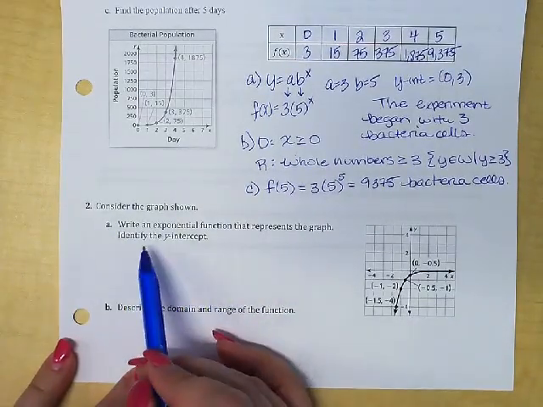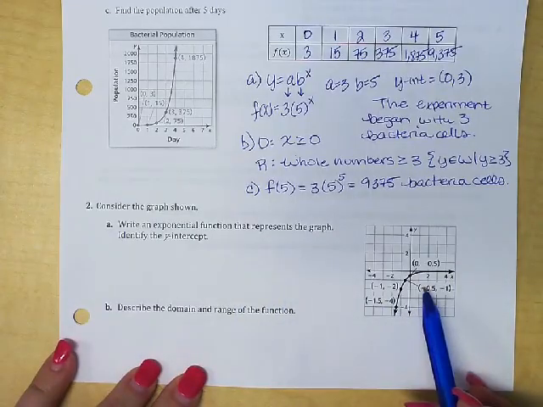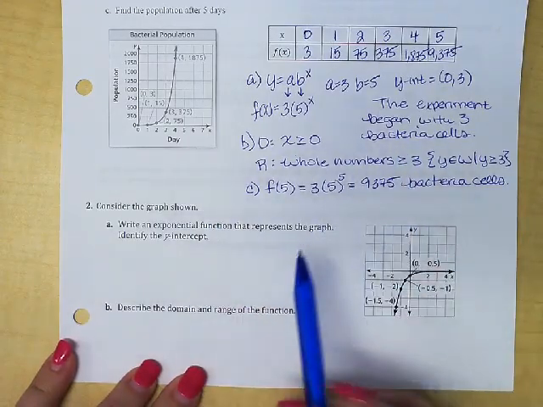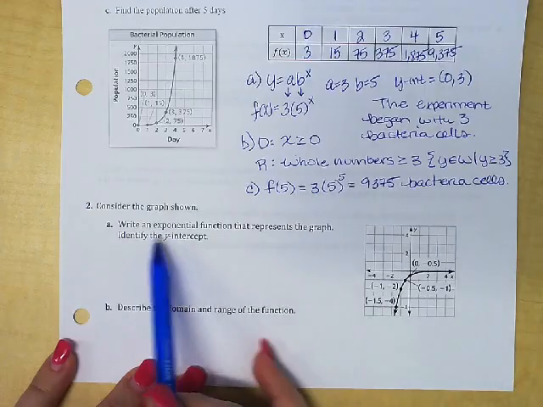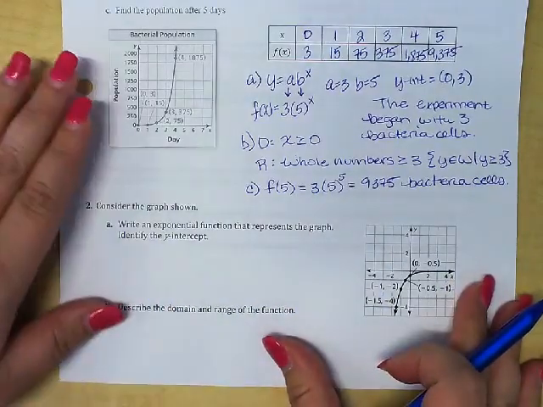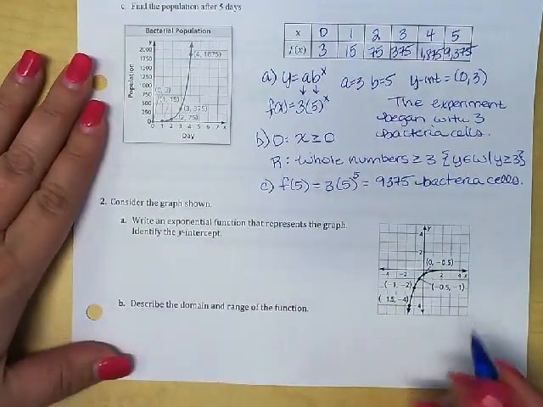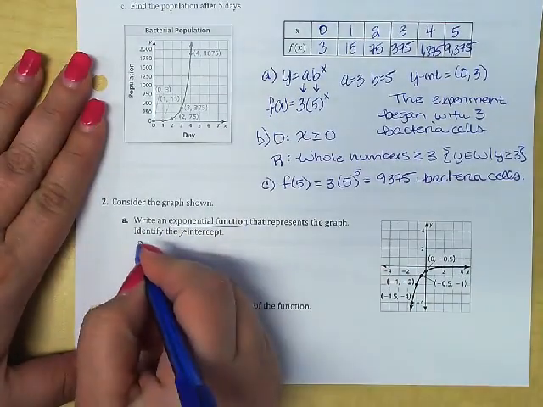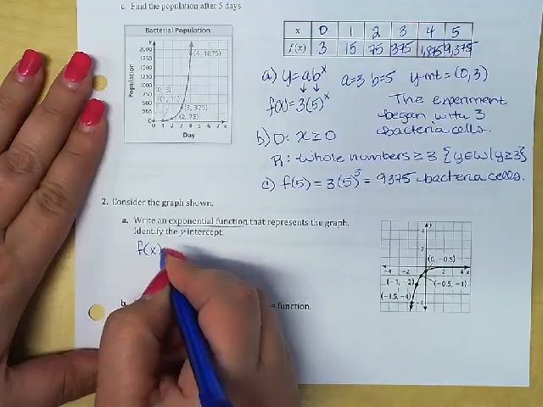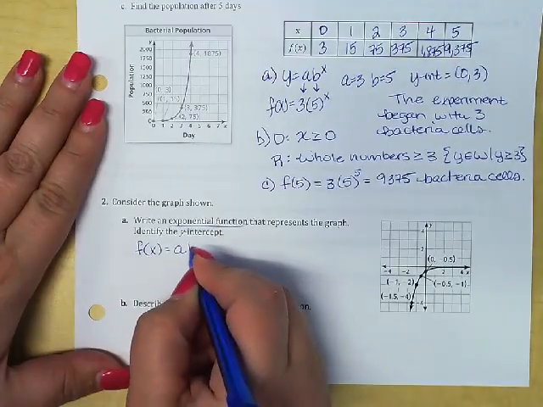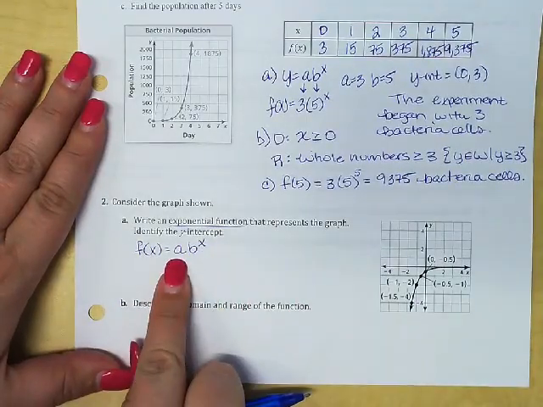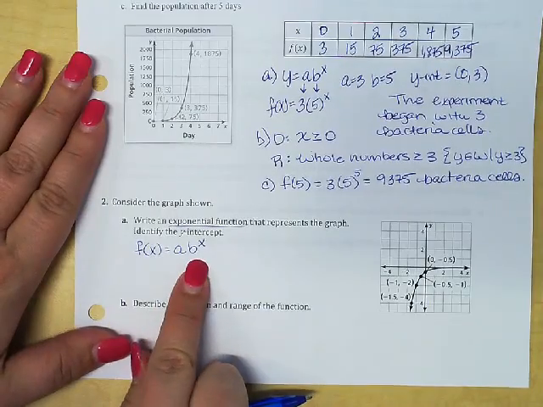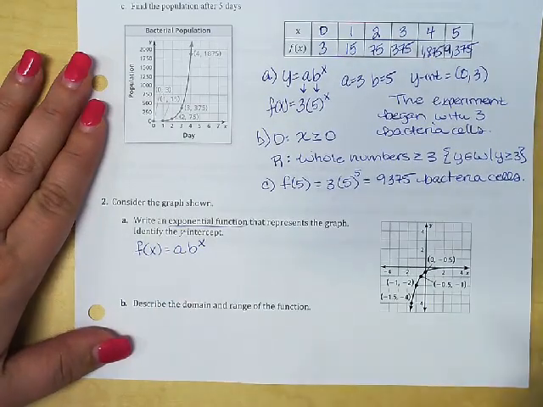This next example just shows a graph, not so much in context, but we will still want to be able to identify some of these key features. So write an exponential function that represents the graph. Identify what the y-intercept is. So once again, we want to write an exponential function. We need to be able to identify what is our a value and what is our b value. A is going to be where we began. B is what we're multiplying by every time. So let's take a look.